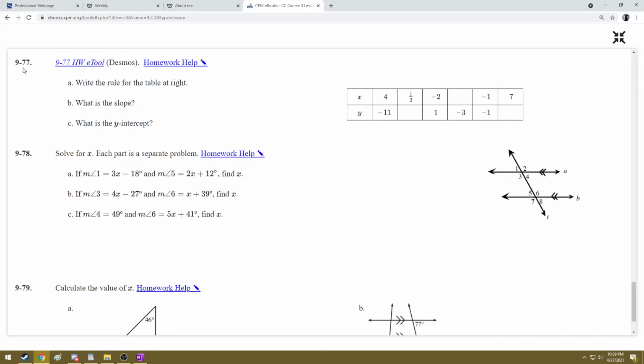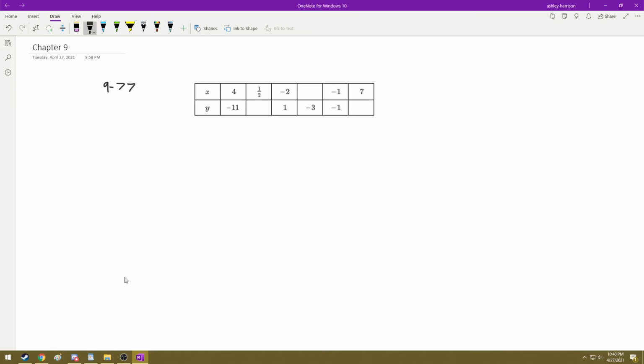Problem 9-77, we're given this table over here on the right with some values missing, and we're asked to write a rule for the table, find the slope and the y-intercept. So let's go ahead and open that up and try to fill in this table.